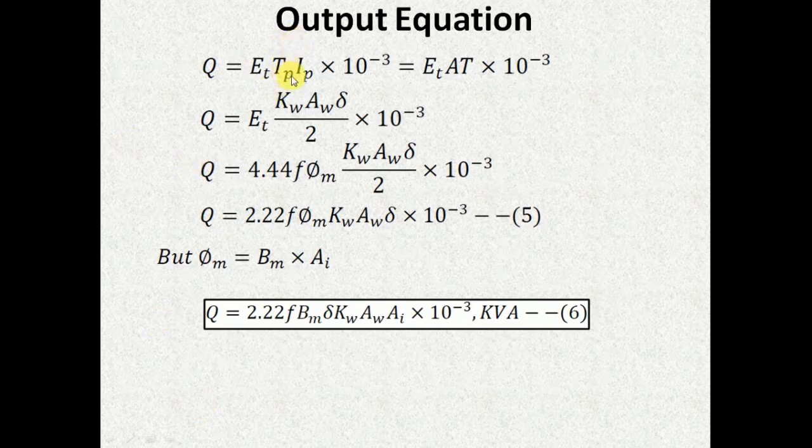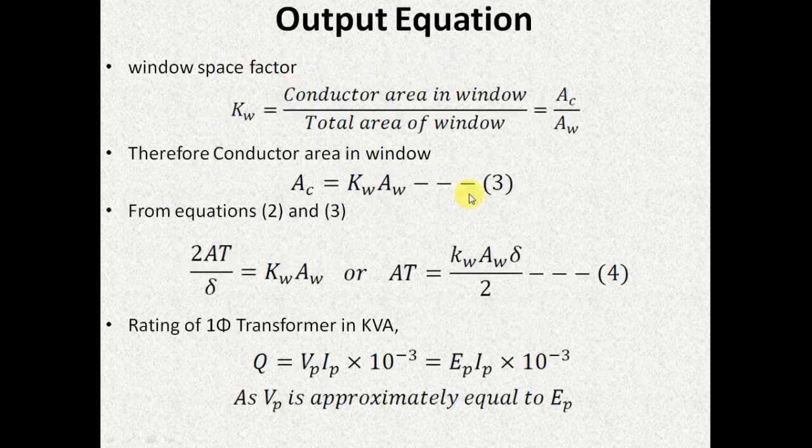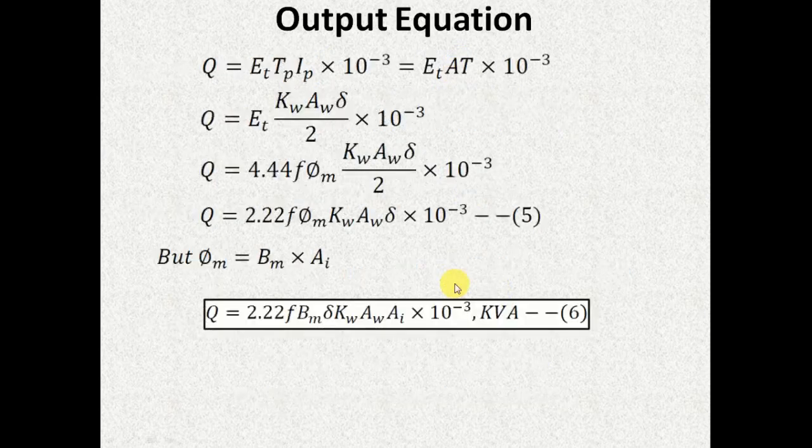In this relation, you can replace this Tp into Ip with At. In the last slide, we obtained the relation for At. You have to make that substitution here. Then the relation gets modified into this form. Thereafter, you have to substitute for Et from equation number 1. Then dividing this 4.44 by 2, the relation gets into this form, that is 2.22 F phi m kW AW del into 10 raised to minus 3.